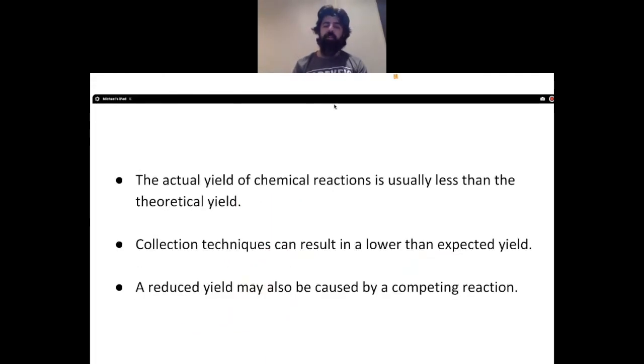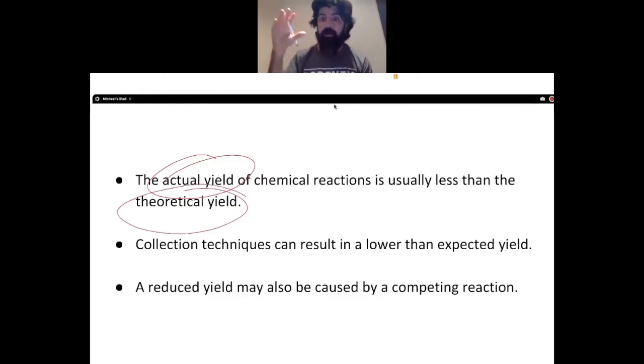The actual yield of chemical reactions is usually less than the theoretical yield. Understand that the actual yield is always going to be less, because there are always going to be errors that you make. Sometimes it could be more, and typically if it's more, there are major mistakes that you've made in the lab. But for the most part, the actual yield should always be less than the theoretical yield, because remember, the theoretical yield doesn't take into account errors. It doesn't take into account other problems that can arise while doing your experiment.